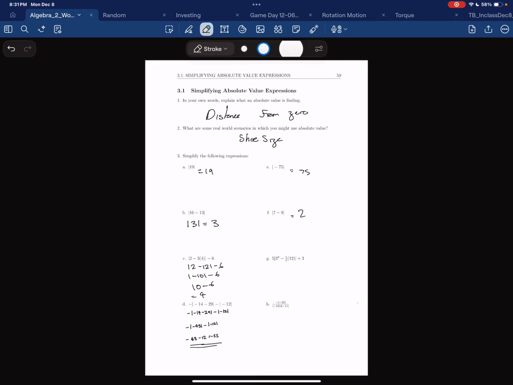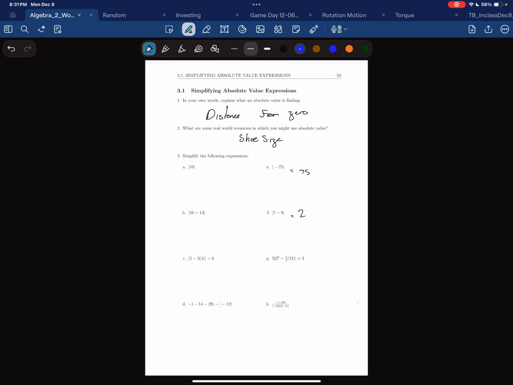I actually want to solve a few of these for you, just to get a gist of how to go. So it says, in your own words, explain what absolute value is: finding the distance from 0. What are some real world scenarios in which you might use absolute value? Well, the shoe size. Yeah, I put this one already. Like the shoe size is always positive, right? Regardless of whether it's facing the positive direction or the negative direction.